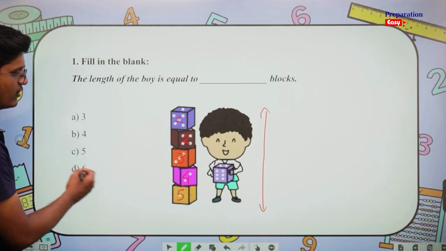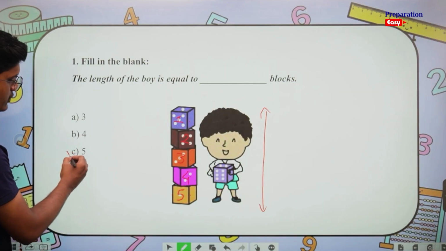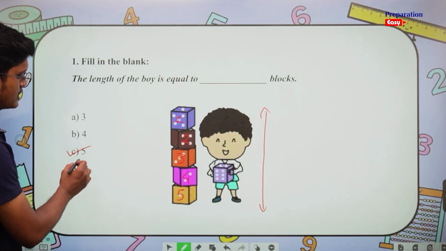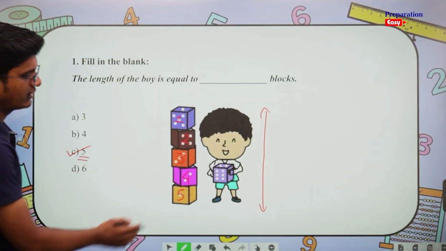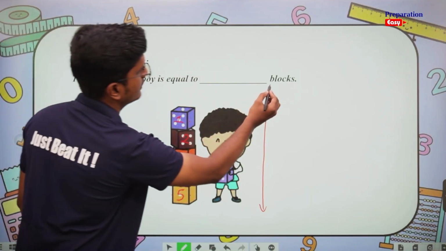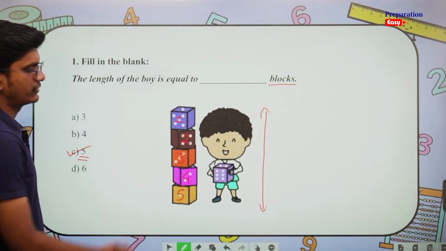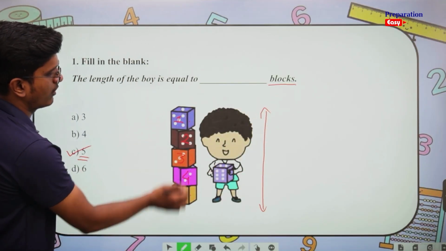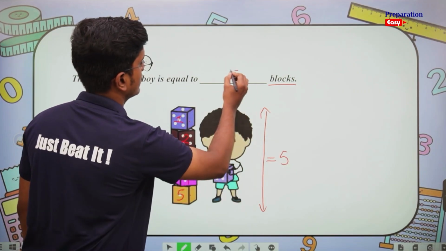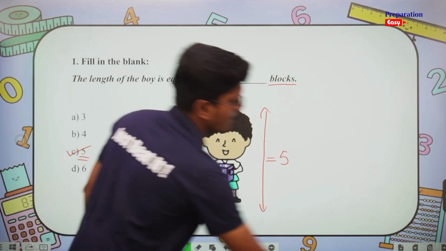So do we have the option 5? Yes, we do have the option 5 in our answer, right? So our answer is 5. The height of this boy is 5 blocks, right? They have given it in terms of blocks. The height of this boy is equal to 5 blocks. We can write it here.